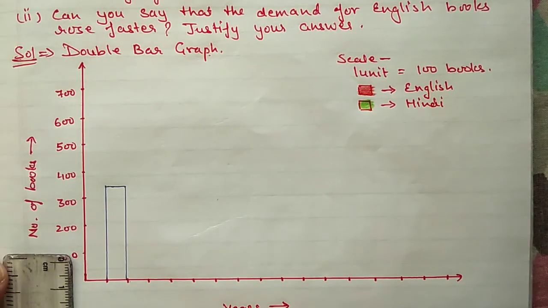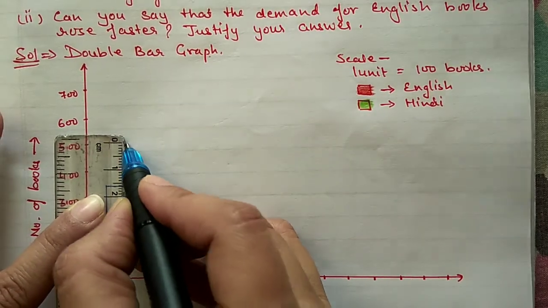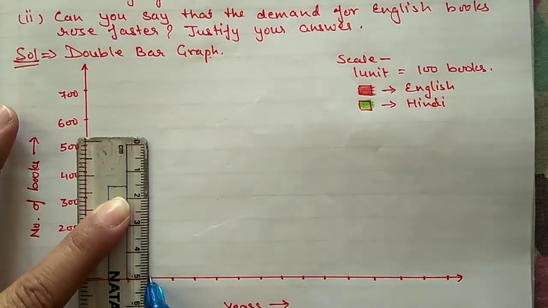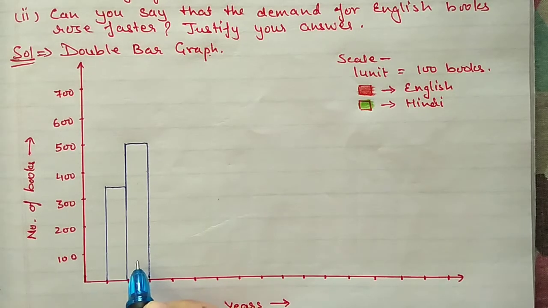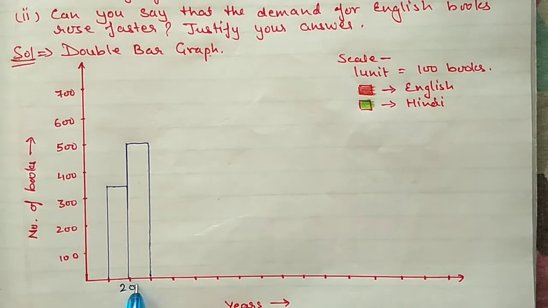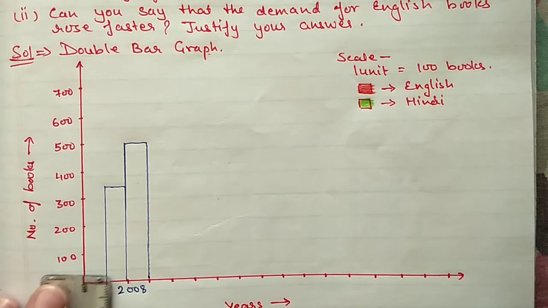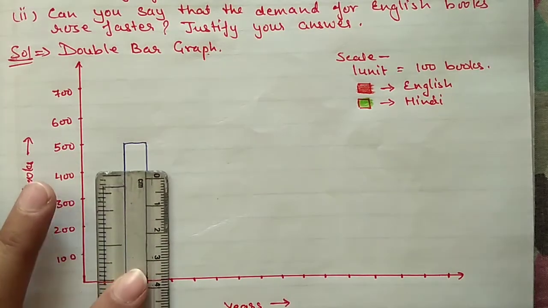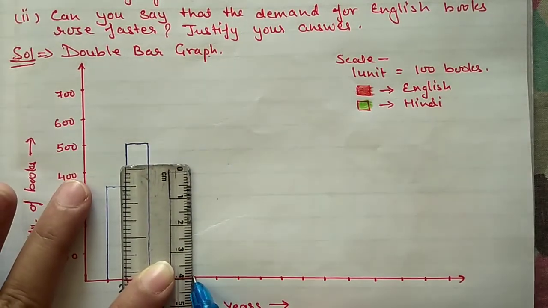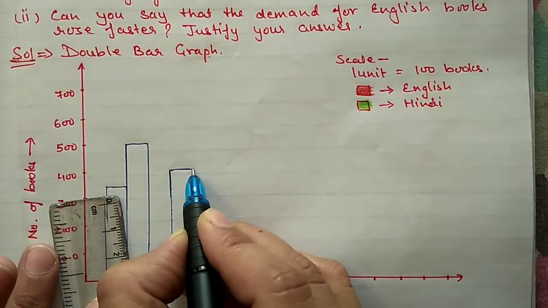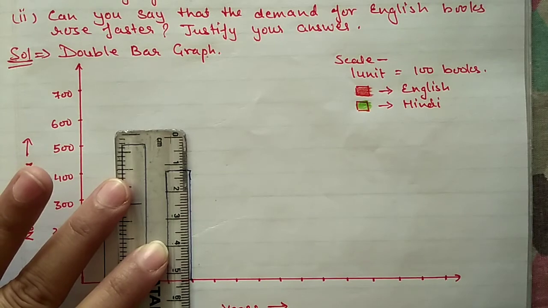Then Hindi books 500 means 5 centimeter. So another graph I will draw just nearby this. I will not leave the space because these two graphs are for same year. This is for English and this is for Hindi. This is for 2008. Now leave the gap and then represent for 2009. First for English it is 400 means 4 centimeter. And then for Hindi 525 means 5.25.